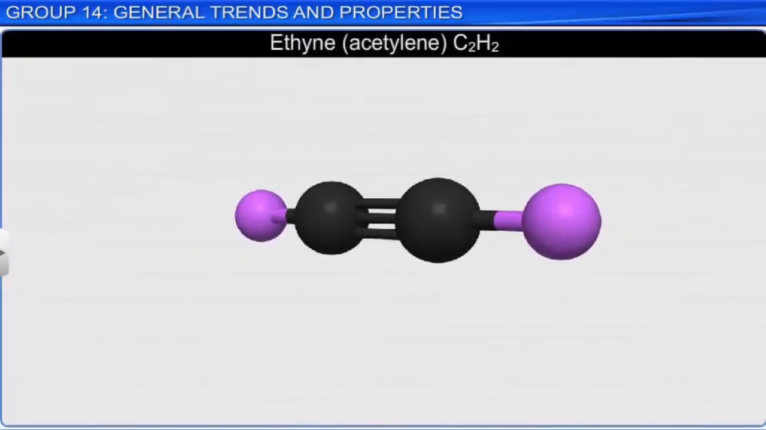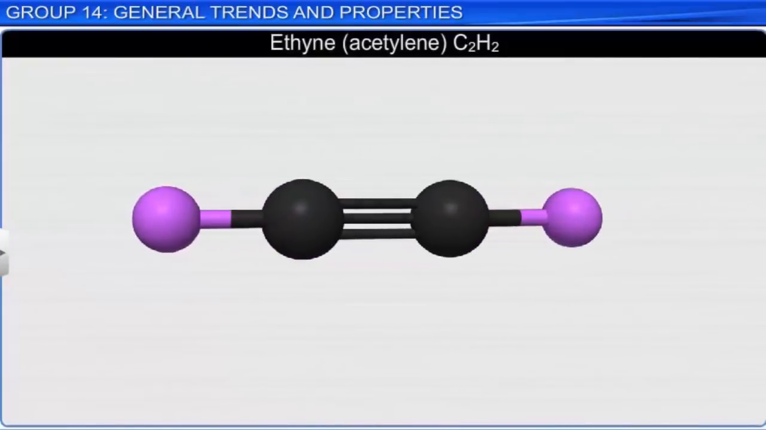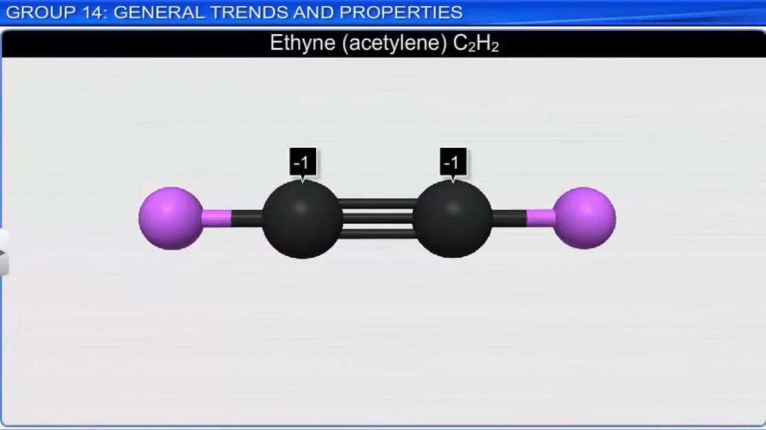In ethyne, the carbon is in a -1 oxidation state. Again, each hydrogen is +1. So the carbons must be -1 for the sum of the oxidation numbers to be 0.